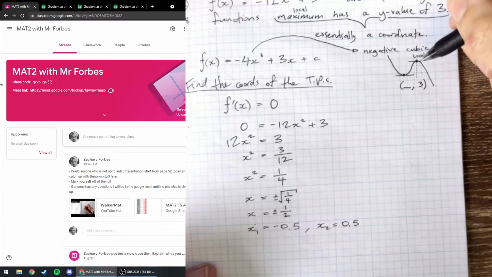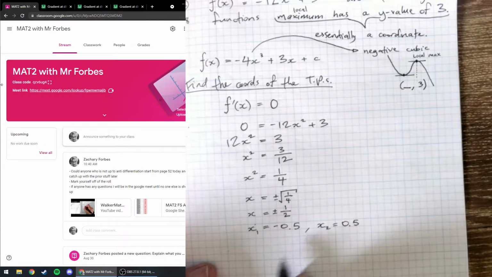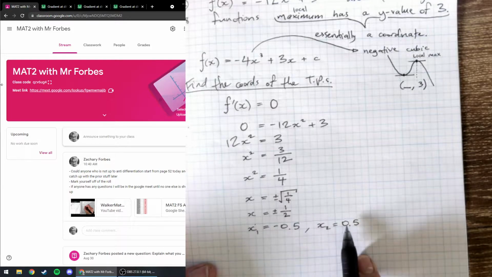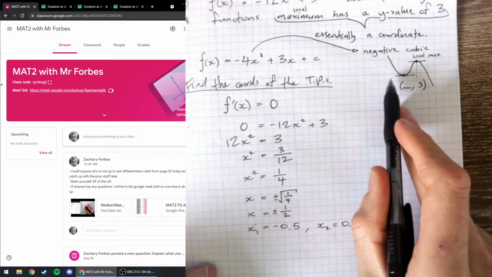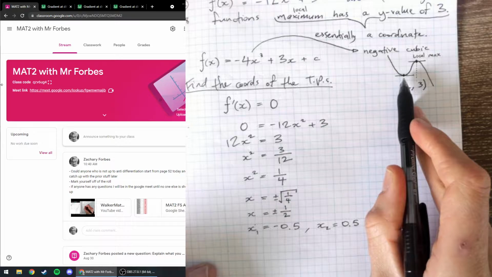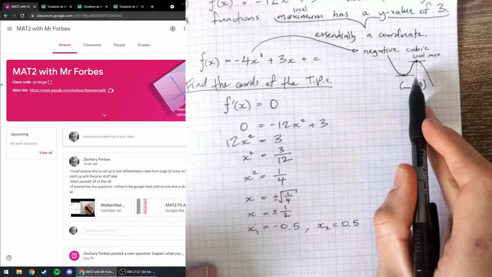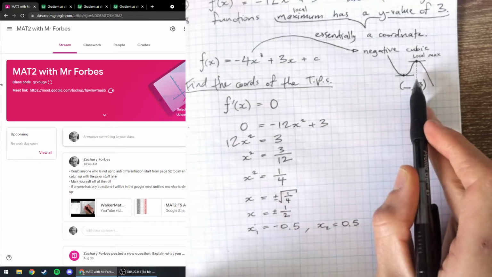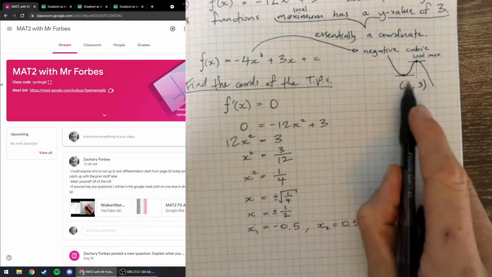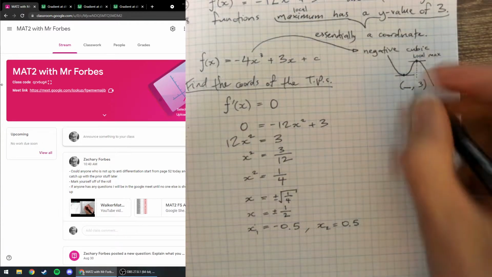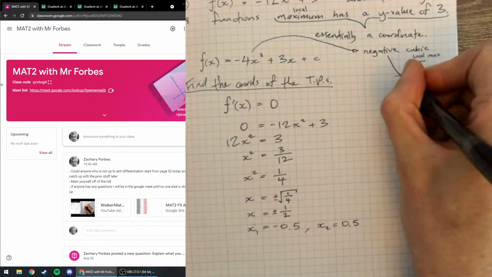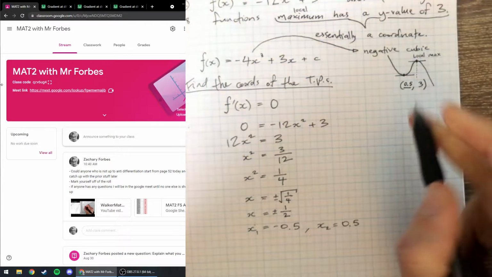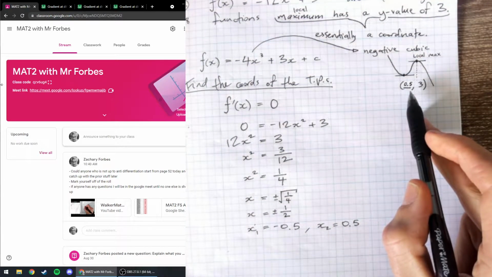So therefore our local maximum is going to happen at x2, because it's the greater of these two values. It goes from left to right. So that one's going to happen at x equals negative 0.5. This one happens at x equals 0.5. So we now know this value. It's when x is 0.5 that our local maximum occurs.